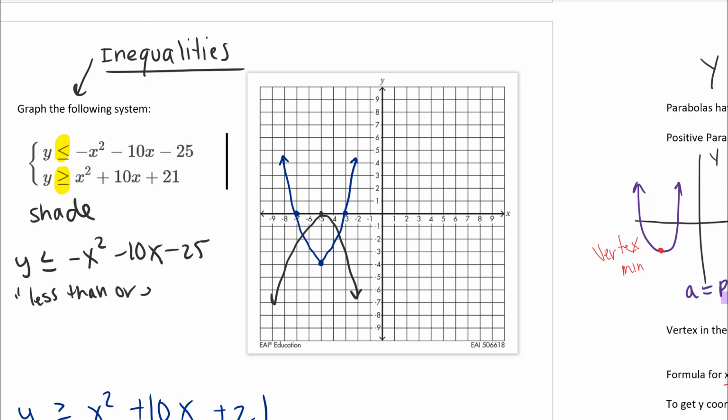And since it's y less than or equal, you can think of it as we're going to be shading everything below. So if I'm shading everything below that, it's going to be everything in here.